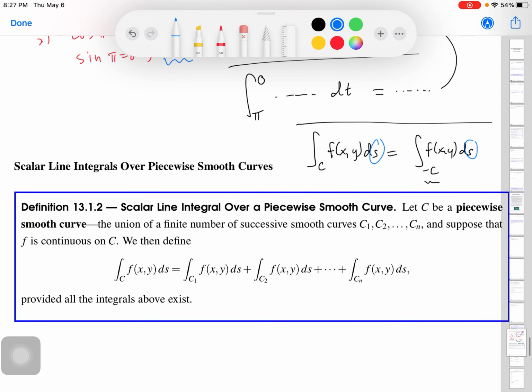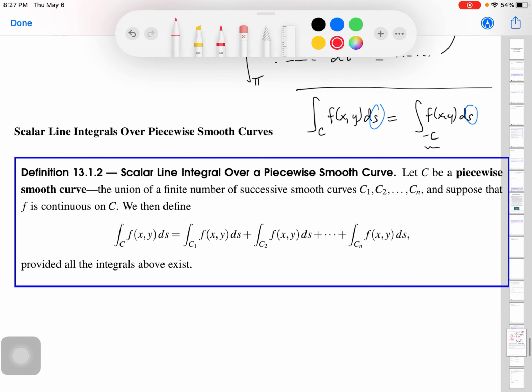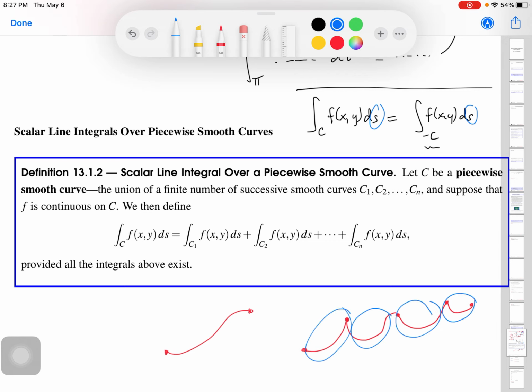Okay, so then let's talk about this next portion. What if I am not working with a smooth curve? What if this curve that I'm working with is not a smooth curve like this, but what if I can draw it here, and then maybe I can draw it there, and then maybe I can draw it there. In other words, what if it is smooth in pieces? Well, we call such curves piecewise smooth curves, the unions of a finite number of successive smooth curves.